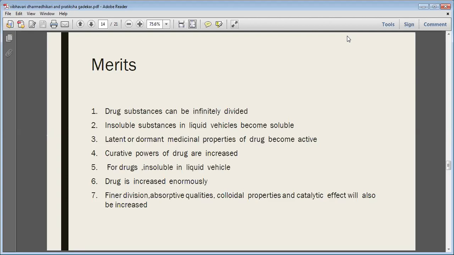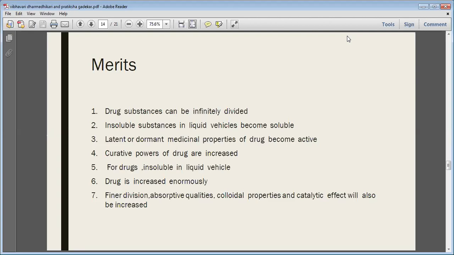Second, insoluble substances in the liquid vehicle become soluble by trituration. So the insoluble substances which are not able to dissolve in the liquid vehicle, but still if you want to do the potentization, the method is trituration. The third one is that the medicinal property of the drug which remains latent may by this process become active. The fourth advantage is that the curative power of the drug is increased by this process by reducing the quantity of the drug.